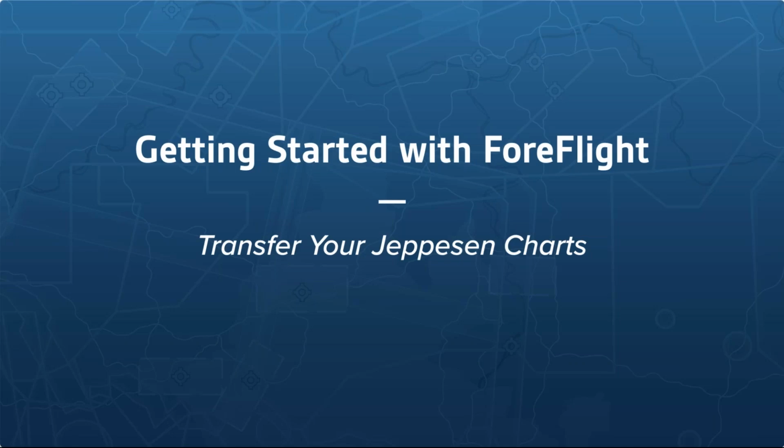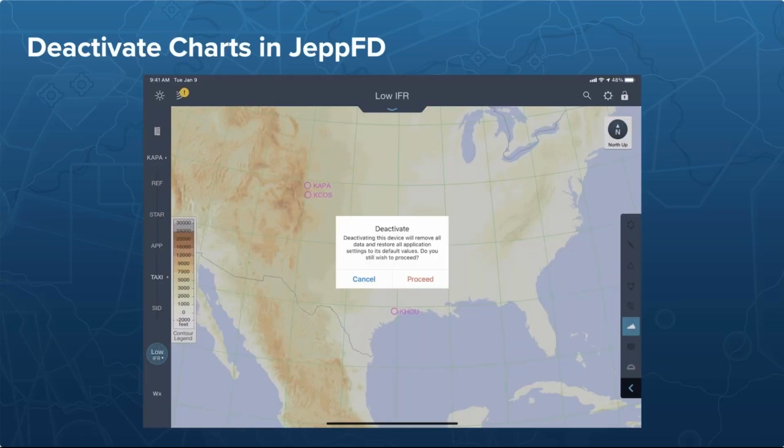But when you're done with your free trial and you're ready to purchase ForeFlight and move over to it, or if you just don't even start with the free trial, you just go straight to ForeFlight, then you'll need to deactivate your Jeppesen charts in JeppFD and then activate them in ForeFlight. And this is a very, very easy process. So these next couple slides will just walk through how that works.